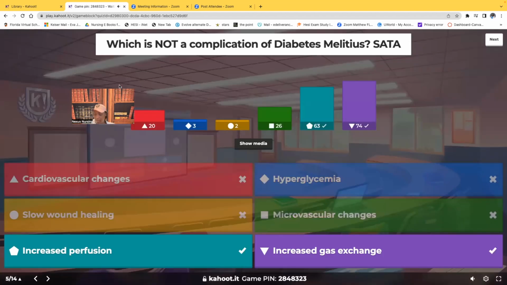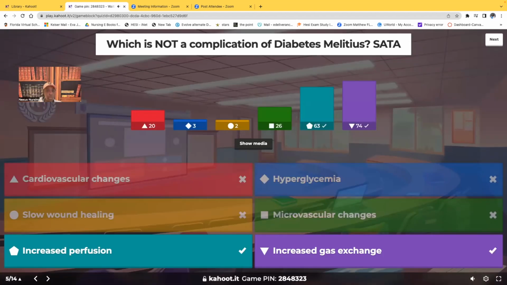Okay, let's talk about it. There are only two correct answers here, and it's increased perfusion and increased gas exchange. Unfortunately, diabetes mellitus affects every single organ structure that you can think of, right? So you're going to see cardiovascular changes. You're going to see hyperglycemia. You're going to see slow wound healing, because let me tell you something. Pathogens, bacteria love a wet, moist, dark, sugary environment. That's where they thrive.